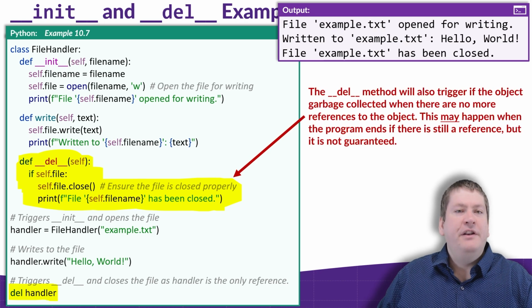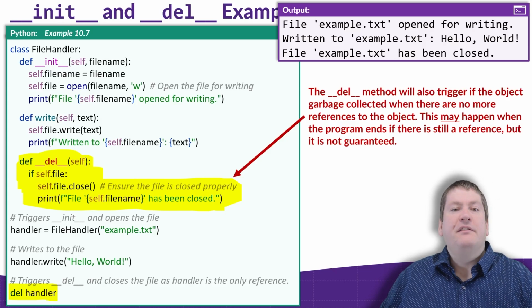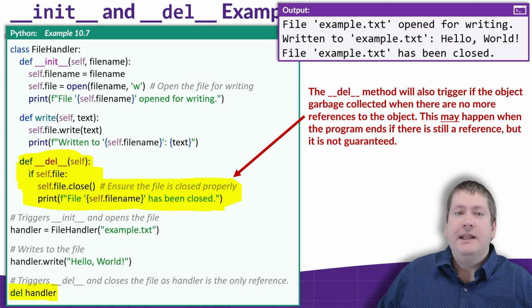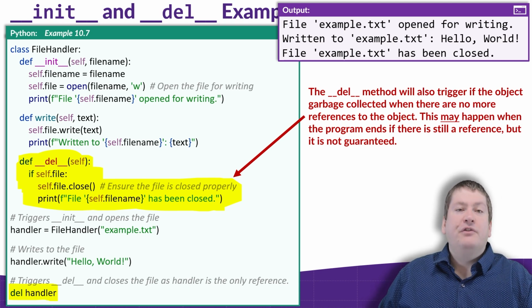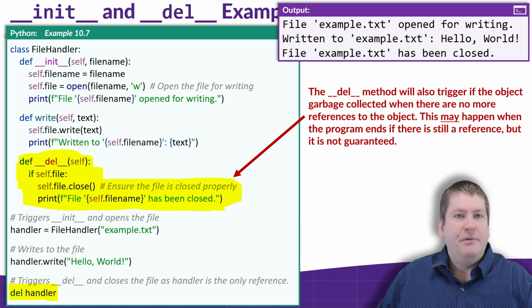Now, it's important to mention that this method can be called in other ways, not just when we manually delete a reference using the delete keyword. This is called whenever the object is destroyed, not whenever the delete keyword is used. So if we had multiple references to this instance, then it wouldn't be called until the last reference was deleted. And that last reference could be deleted for reasons other than manually deleting it with the delete keyword. For example, the variable could fall out of scope, and it would eventually delete that reference. If that was the last reference, then it would be collected by the garbage collector.